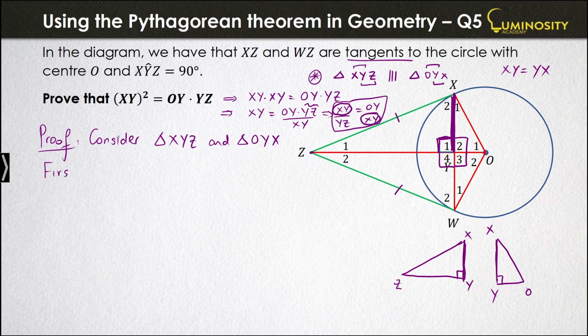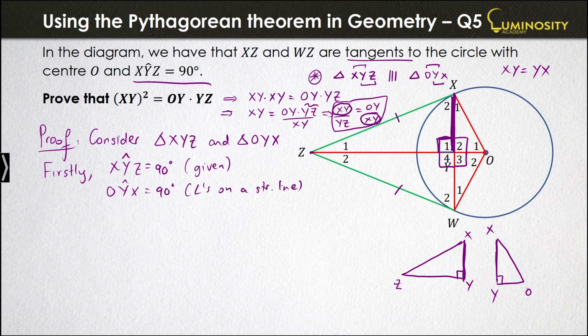Firstly, I note that angle XYZ equals 90 degrees. That was given to us. Also, angle OYX must be 90 degrees, because angles on a straight line must sum to 180. Therefore angle XYZ equals angle OYX. So I've shown that these two angles, Y and Y, in the two triangles are equal.